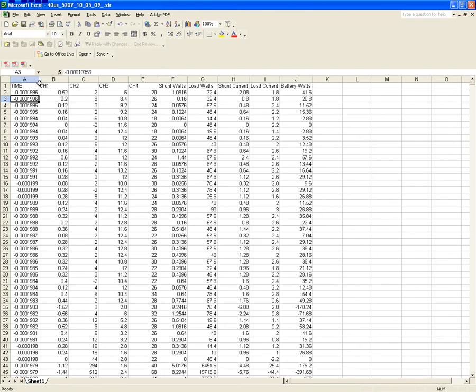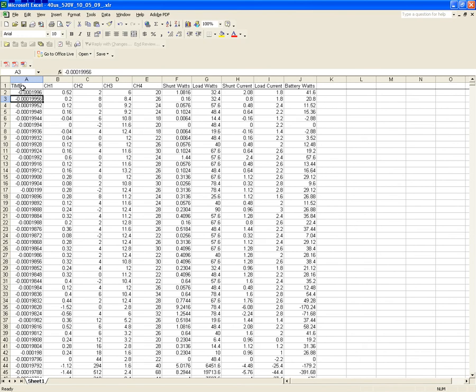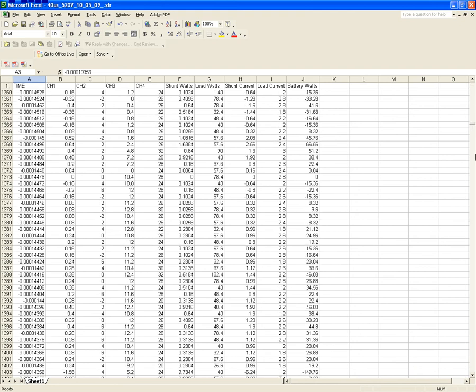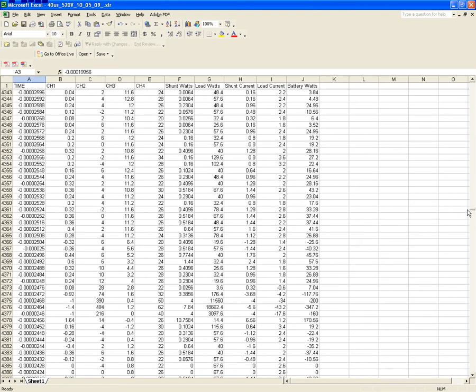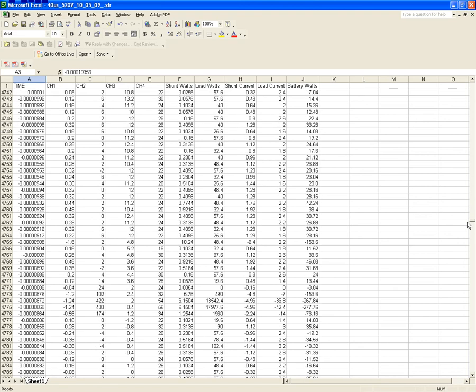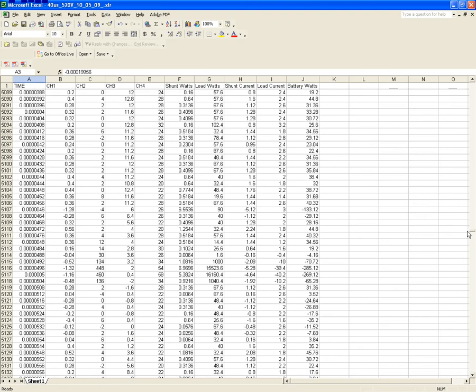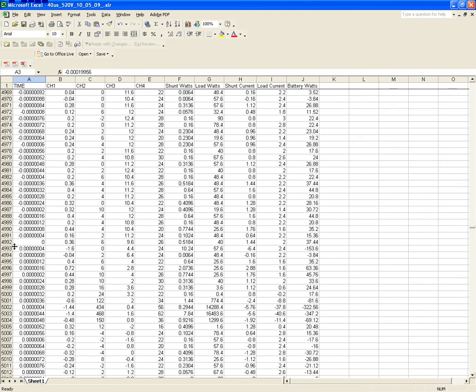Let's see, what else was it? Oh, also it's negative all the way up to about line 4,000, somewhere around there. Yeah, here we go, 4,992. So that's probably the center mark, at the center of the scope.